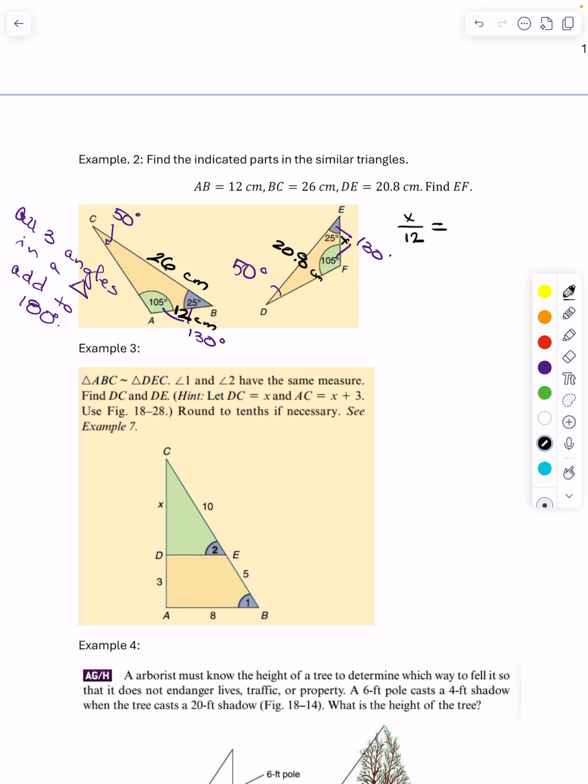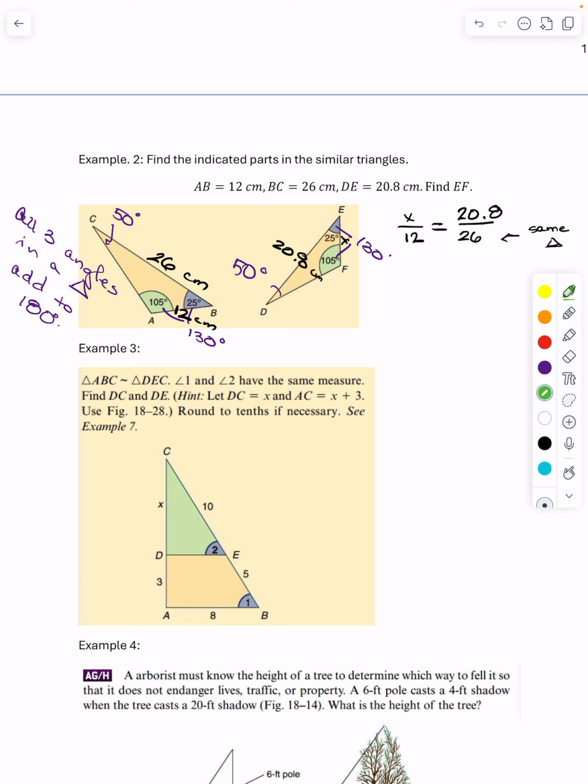The 26 happens between the 25 and the 50, and the 20.8 happens between the 25 and the 50. So the 26 has to go in the denominator. It's on the same triangle as the 12. So both of these pieces are the same triangle, which means the X and the 20.8 are also on the same triangle.